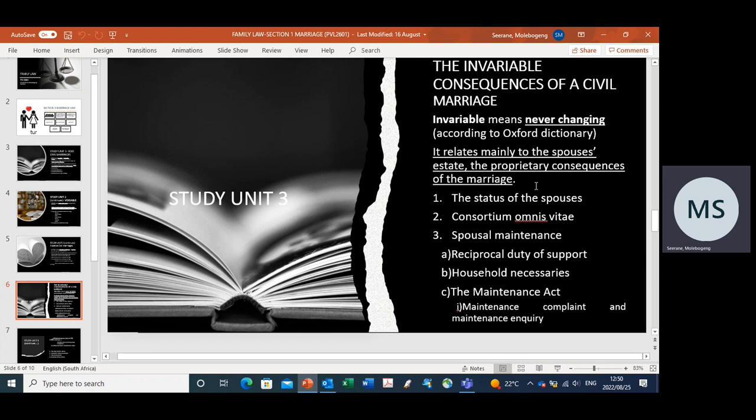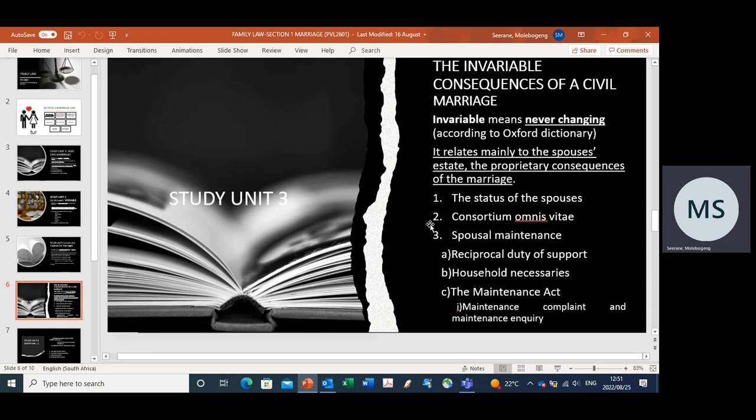So we're going to go to the second factor that contributes to the invariable consequences of a civil marriage, which is the consortium omnibus vitae. This includes material and immaterial things. This was also demonstrated in the case of Grobler versus Havenga, where the court defined consortium omnibus vitae as an abstraction comprising the totality of a number of rights, duties, and advantages accruing to the spouses of the marriage. One spouse cannot enforce affection by means of a court order or an interdict to prevent the other from infringing their rights.